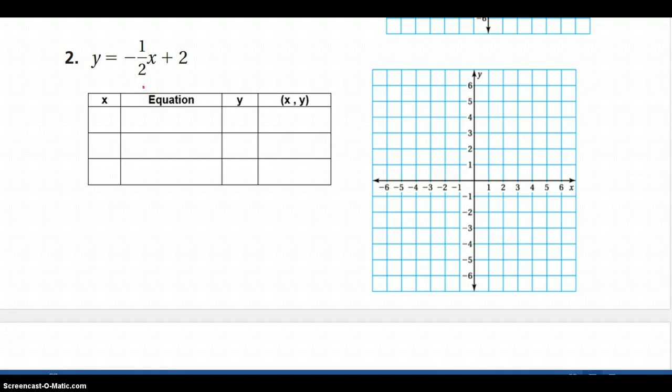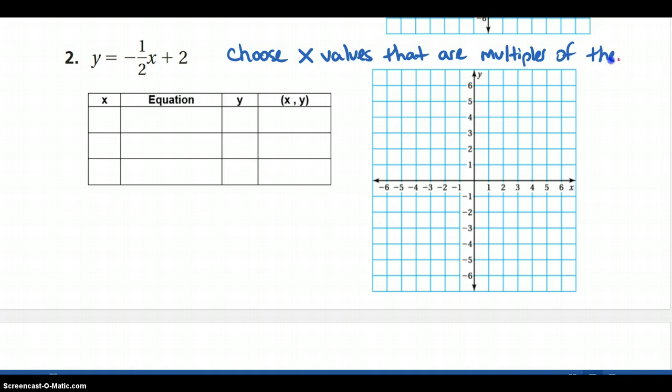Instead of using the typical -1, 0, and 1, we are going to choose x values, write this on your paper, that are multiples of the denominator. So what are multiples of the denominator? The denominator in this case is 2. So we're going to use, instead of -1, let's use -2. That's a multiple of 2. Let's use 0, and let's use +2.